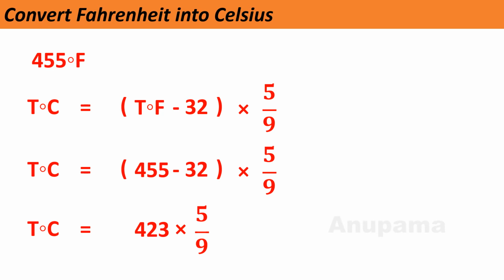Now just solve it. 9 ones are 9, and here 9 fours are 36, 9 sevens are 63. Now just multiply 47 and 5. What will you get? 235 degrees Celsius. It means 455 degrees Fahrenheit is equal to 235 degrees Celsius. So easy to convert.